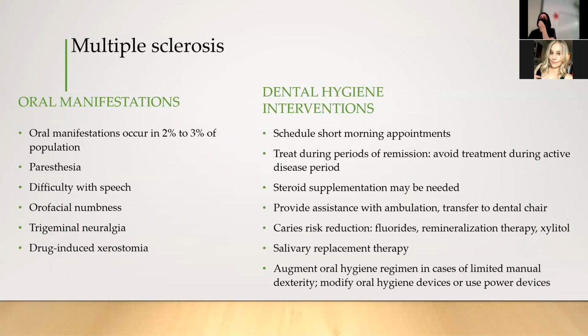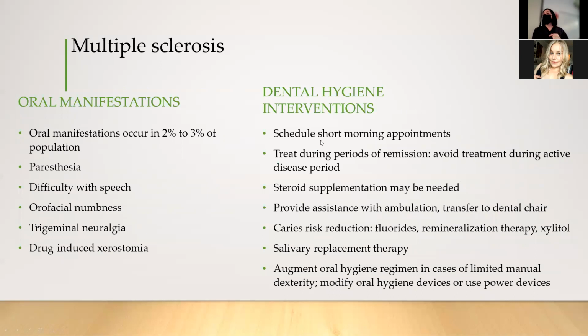Multiple sclerosis. So oral manifestations occur in 2 to 3% of this population. So there's not a ton of oral manifestations, but paresthesia, difficulty with speech, oral facial numbness, trigeminal nerve, and drug-induced xerostomia. So if somebody has an MS flare-up, maybe they would notice some numbness or some difficulty with speech. Pain too, affecting the trigeminal nerve.